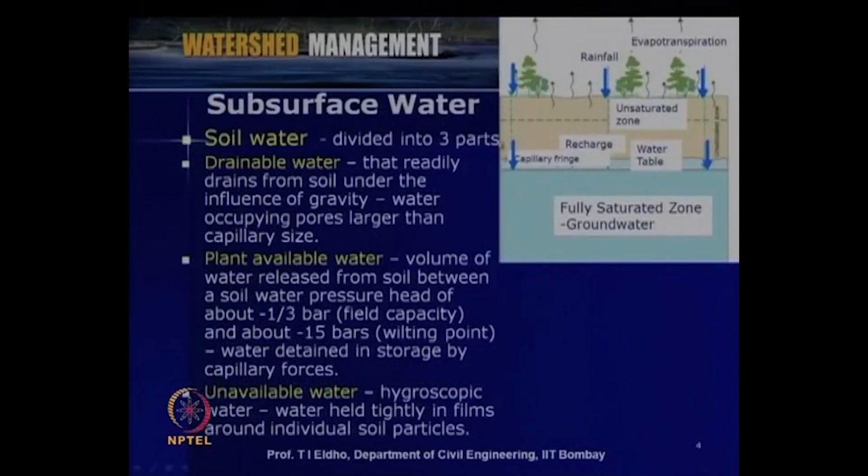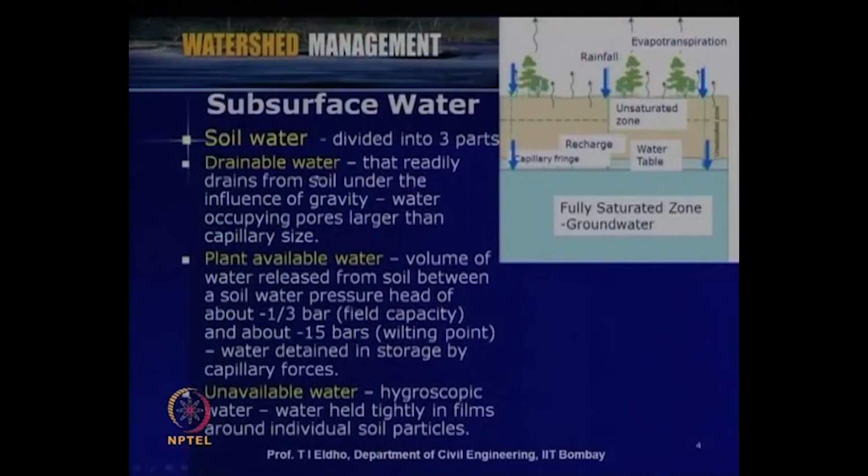As far as subsurface water is concerned, what we discuss now is within the context of soil water. This soil water we can divide into three parts, according to how the water is available within the subsurface or within the soil. The first one is the drainable water. That is the water that readily drains from soil under the influence of gravity, water occupying pores larger than the capillary size, so that will be drained out. With respect to the recharge, what is available within the subsoil or subsurface is called drainable water.